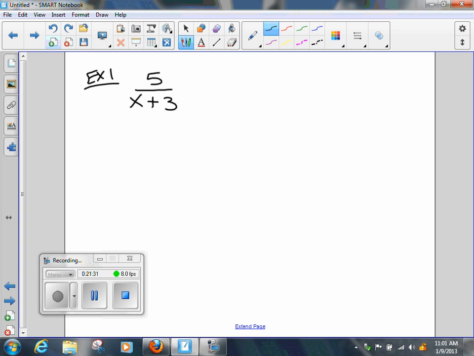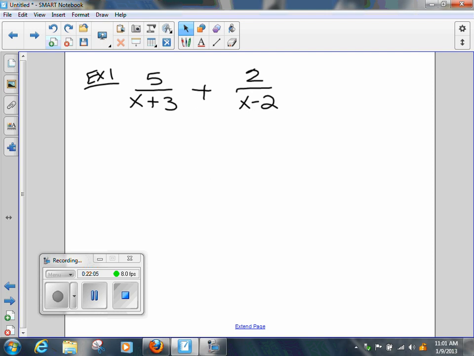5 over x plus 3, minus, let's make that a plus. Let's make that a plus, okay? Both of my denominators are monomials, binomials, trinomials. They're both binomials. Why? How do you know that? 2 terms, okay? 2 terms means binomial.